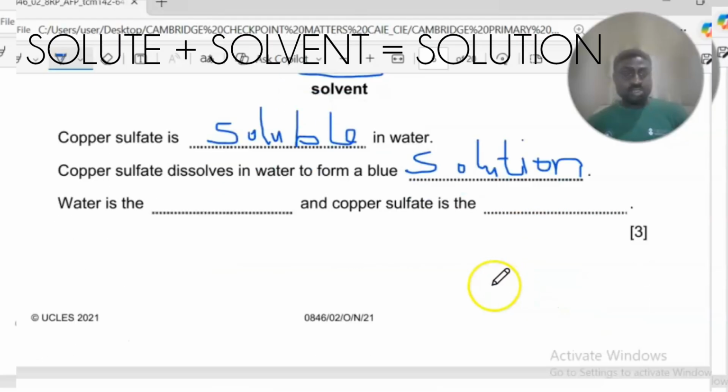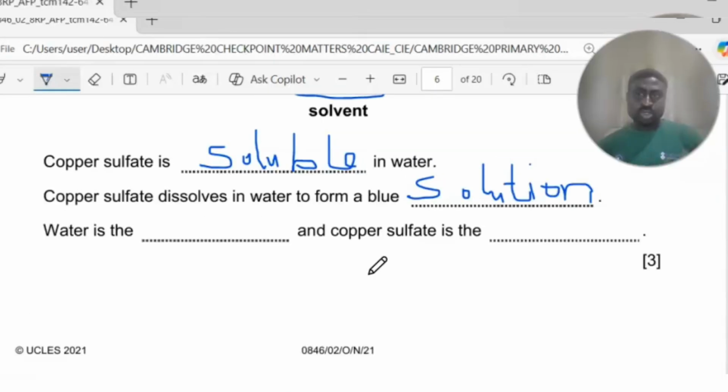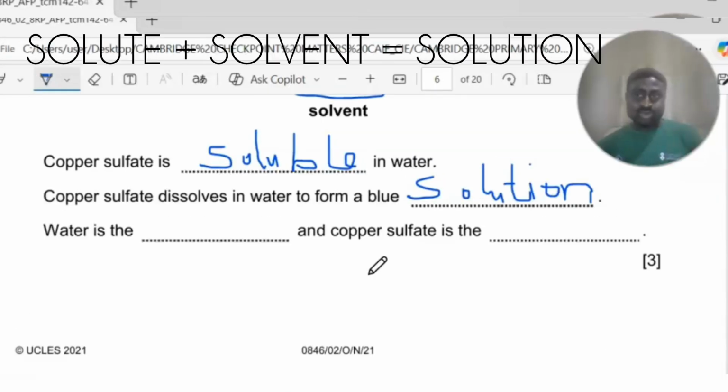Okay. Now let's go to the third one. It says water is the dash and copper sulfate is the dash. Now, what state does water exist? Water exists in liquid. And what do we call that state when we are dealing with chemical reaction between solid and liquid substances? We need to now go back to the vocabulary. Remember this formula: solute plus solvent is equal to solution.